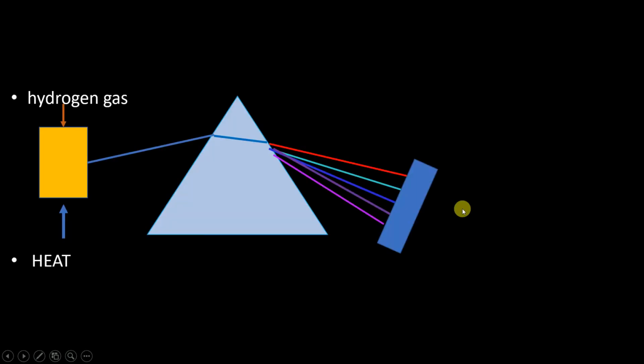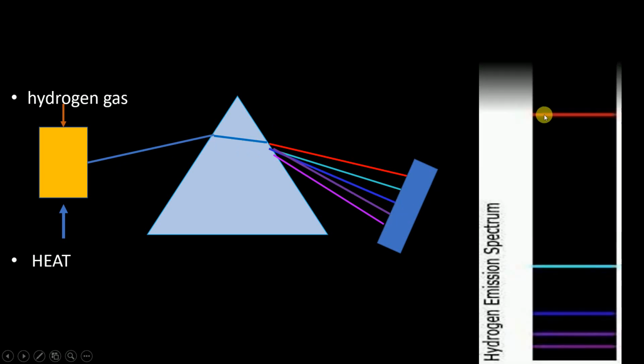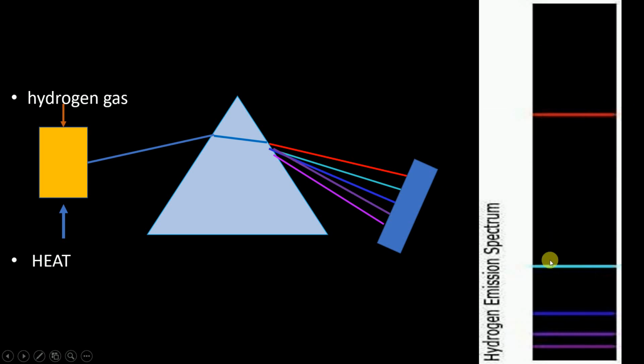Now moving ahead, what we do is that now we don't take white light, we take only hydrogen gas in a container and we heat it. Since we have heated, the hydrogen gas molecules will become hot, and when they become hot they will emit certain waves, and these waves were observed on the screen. One was the red color, one the cyan color, one the blue color, one the indigo color, and one the violet color. Now why is the hydrogen gas actually emitting waves?